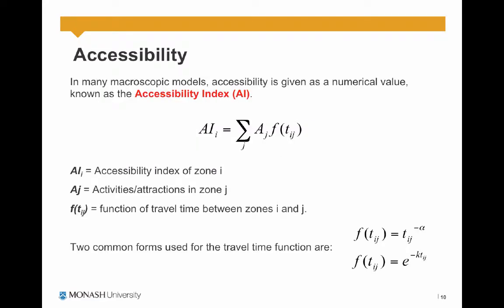To measure accessibility, we usually define an accessibility index, which can be mathematically expressed as A_i, the accessibility of zone i, equal to the summation of the number of activities in zone j multiplied by a function of travel time, something like a deterrence function as we worked with before. And this function of travel time usually has either a negative power formulation or a negative exponential formulation.